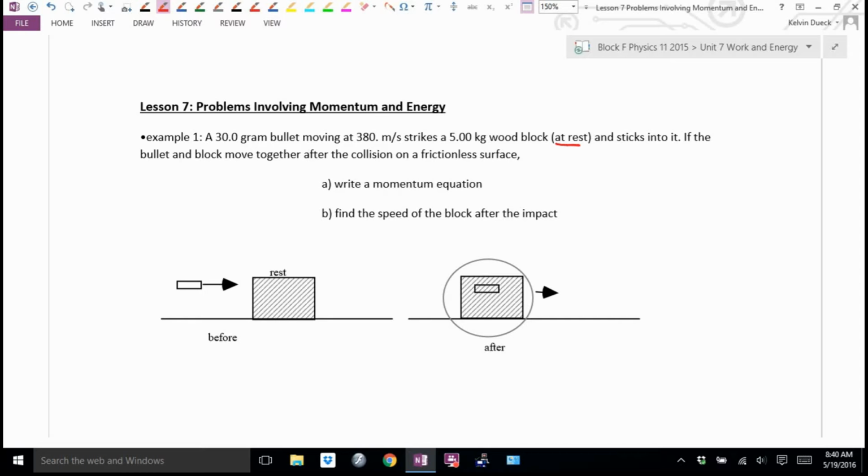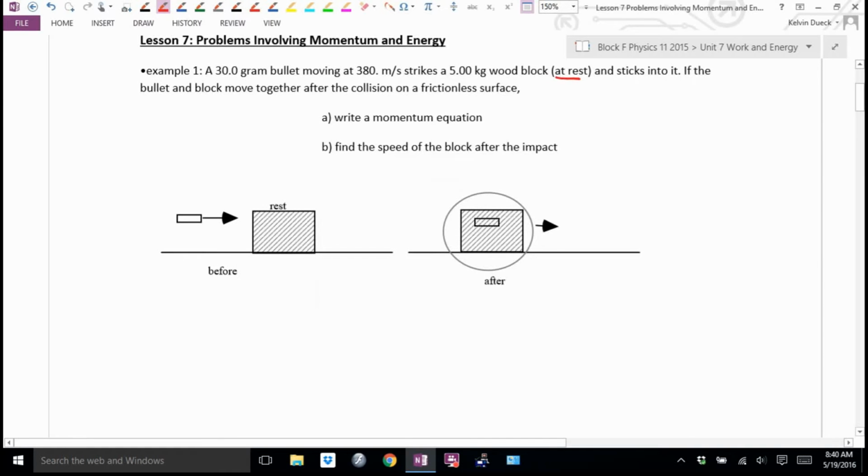No. Inelastic. Elastic, rubber band, bounce. Inelastic, the opposite of that. Okay. If the block and bullet move together after the collision on a frictionless surface, A, write a momentum equation, and B, find the speed of the block after the impact.